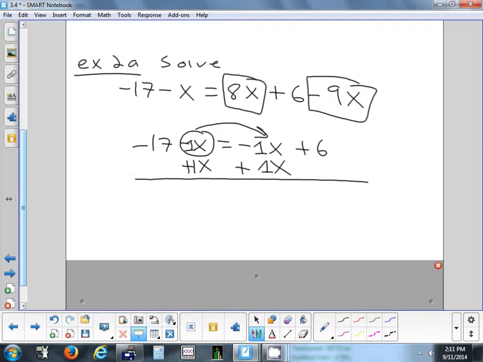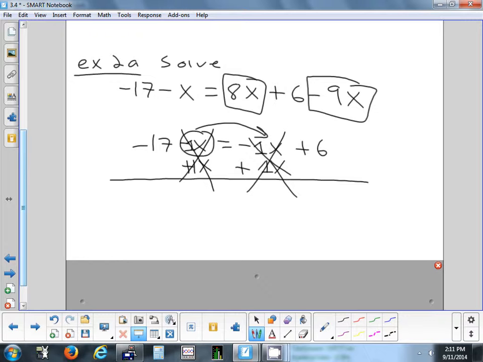Add 1x. What's negative 1x plus x? Cancels. Look over here. What's negative 1x plus x? Yeah, 0. So what happened to all the letters? They're gone. When all your letters disappear, something special is going to happen.